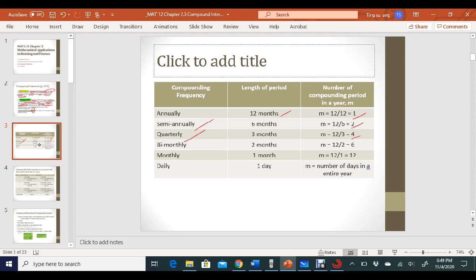Quarterly, 4 times per year. Bi-monthly, 6 times, so M will be 6. Monthly means every month, so 12. Daily is 1 day. The M here depends on the year, but most probably we will state by using Banker's rules.